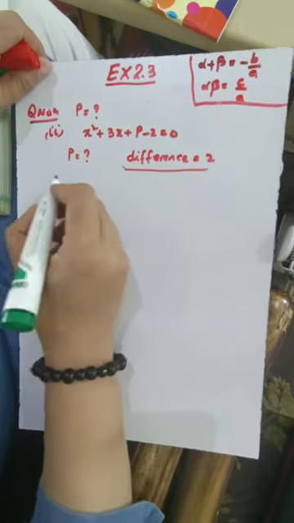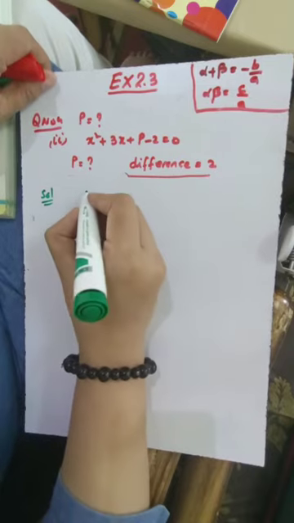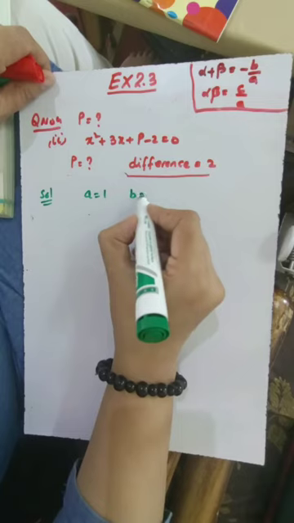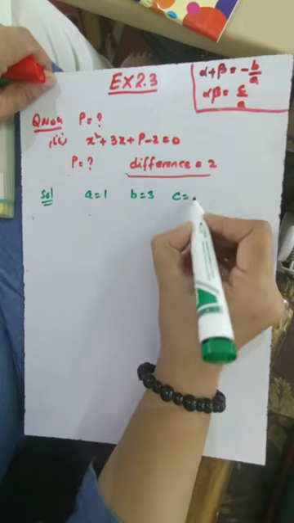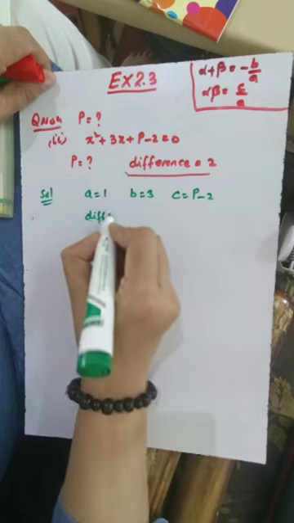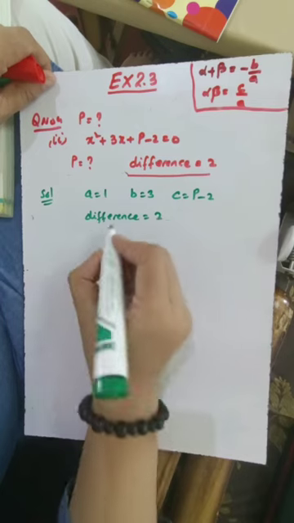So let me write the coefficients first. A is equal to 1, b is the coefficient of x which is 3, c is the constant term which is p minus 2, and they are saying that the difference between the roots is equal to 2.